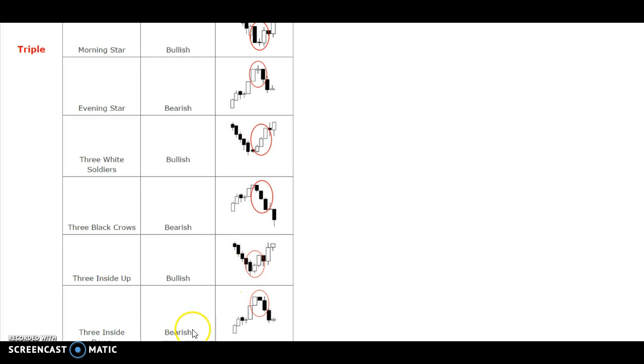So the three inside up or three inside down is just the third candle breaks the body of the previous two candles. And then the three white soldiers, three black crows are just long-bodied candles with no wick going into the previous zone. So it's either buying, buying, buying, which says there's going to be a big buy soon, or selling, selling, selling, and there's going to be a big sell soon.